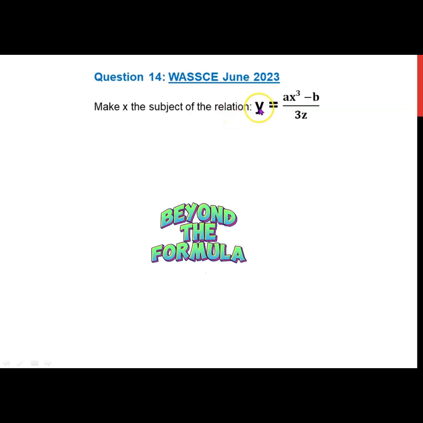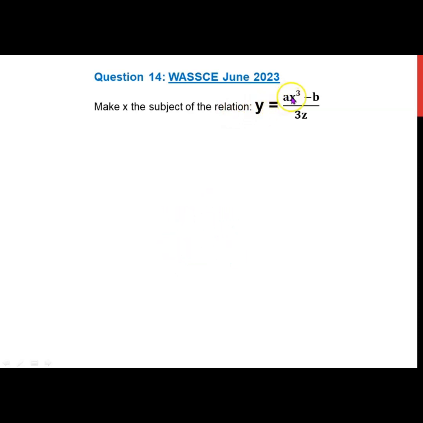We have Y equal to (A S cubed minus B) all over 3Z. That is the question. And we want to make X the subject of the relation. In this question, Y is the subject of the relation, but now we want to use X as the subject. Let's proceed. We have the solution here.